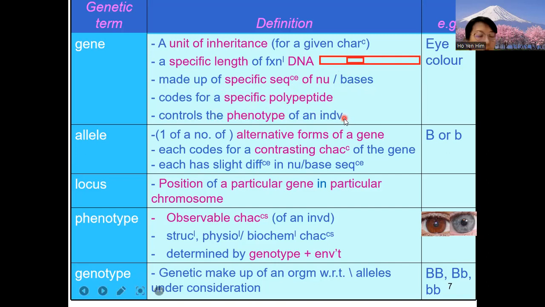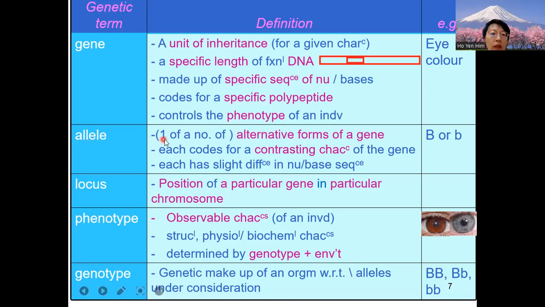So the enzyme will catalyze a certain reaction, so it controls a certain product to be formed, for example, pigments of the eye. Therefore you get brown eyes or blue eyes. So it's the phenotype.